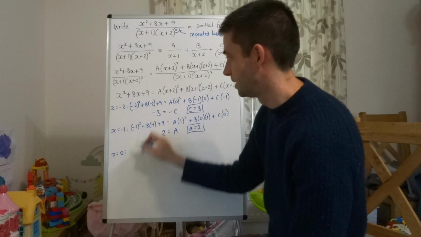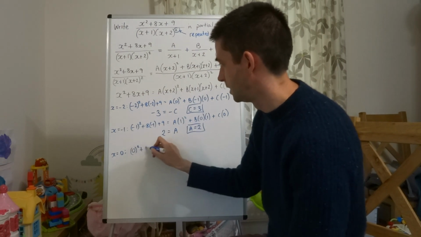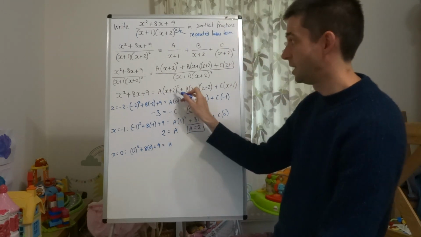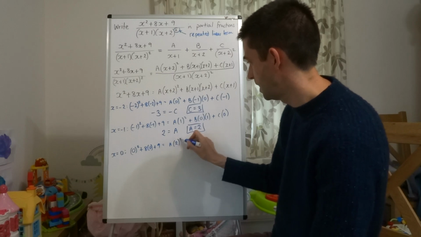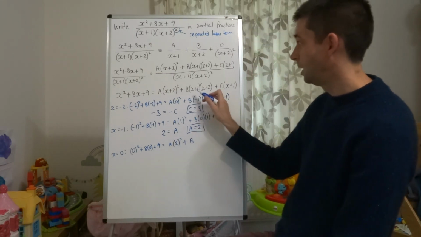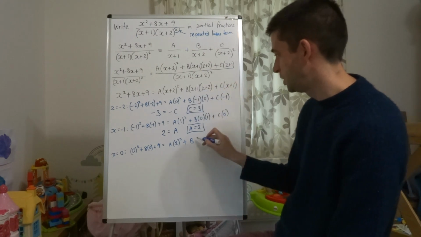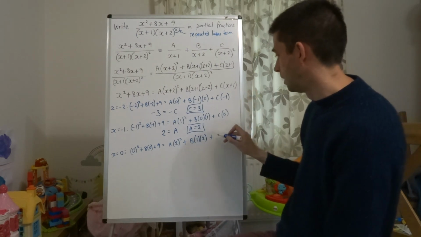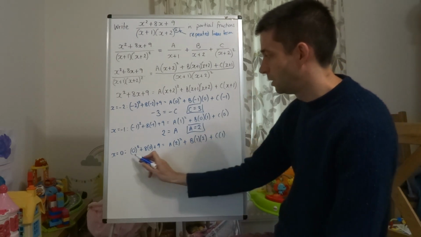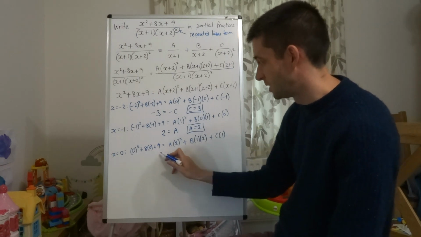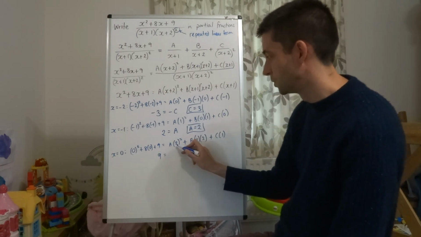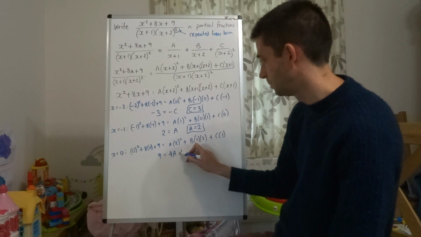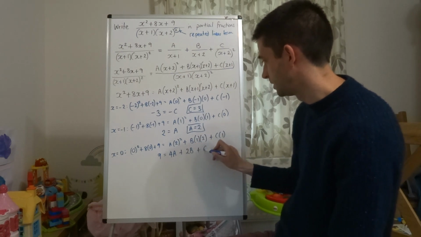Subbing it in on the left-hand side, I'd have 0 squared plus 8 lots of 0 plus 9 is equal to a times, if x is 0, I'd have 2 squared plus b. If x was 0, I'd have 1, 2, so times 1 times 2. And then with c, if x was 0, I would have 1. So what that would give me: 0 plus 9, so it's 9, equals 2 squared is 4, so 4a. 1 times 2, so plus 2b, plus c.